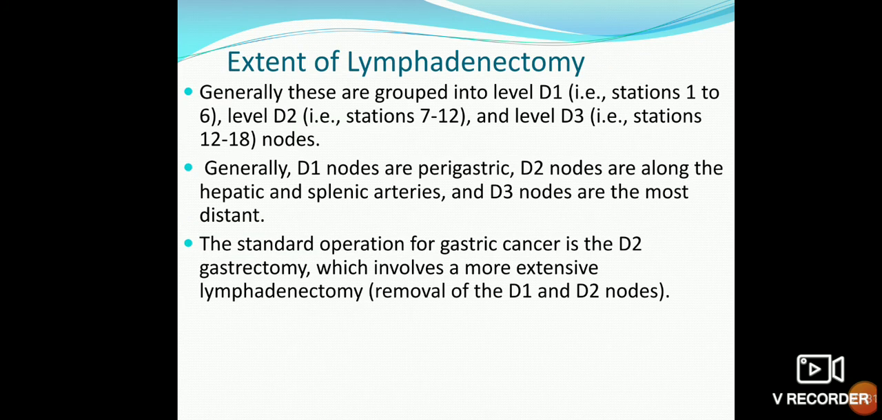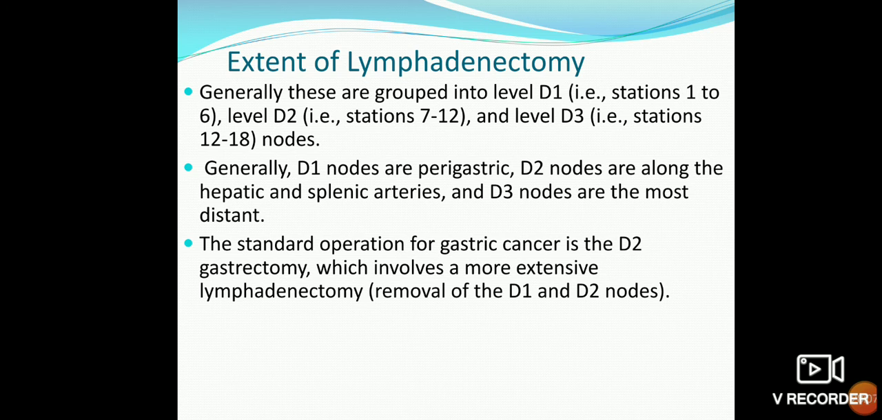Extent of lymphadenectomy. Generally, these are grouped into levels. In D1, we remove the lymph nodes from station 1 to station 6. In level D2, stations 7 to 12, and in level D3, stations 12 to 18. A D4 level is also present, in which we remove the para-aortic nodes from the diaphragm, from the esophageal hiatus to the bifurcation of the aorta.